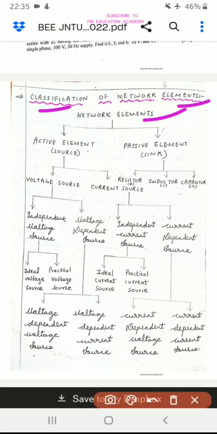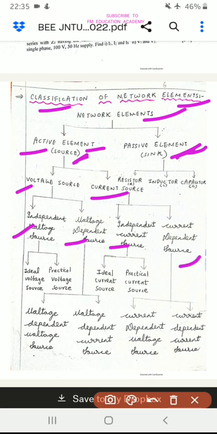Network elements can be classified as active elements, that is called a source, and passive elements, that is called a sink. Source means one which is giving and sink means one which is absorbing. Then the active element consists of voltage source and current source. Voltage source is again of two types, independent voltage source and voltage dependent source. Current source is of two types, independent current source and current dependent source.